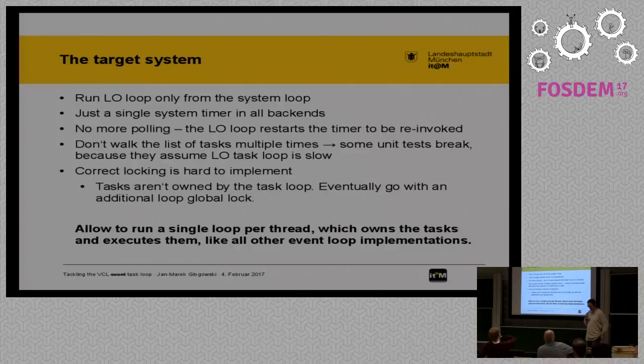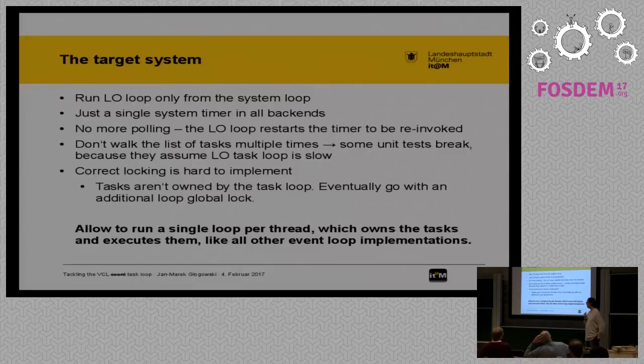So where we are coming to is that we run the LibreOffice event loop just from the system timer. We don't have the polling, so we just restart the system timer to execute exactly when the next task is valid, or even if it's 0 seconds, we instantly return and process that. I had the strange situation when I refactored some code and merged it that it became faster, that unit tests broke because they were too fast. But I fixed those unit tests now.